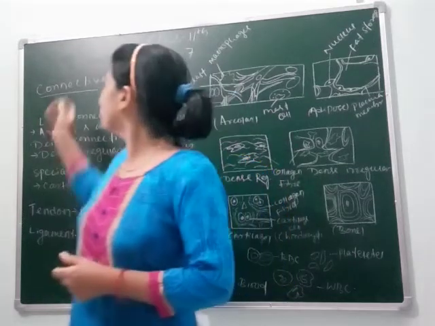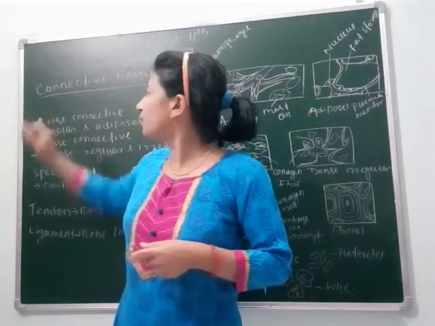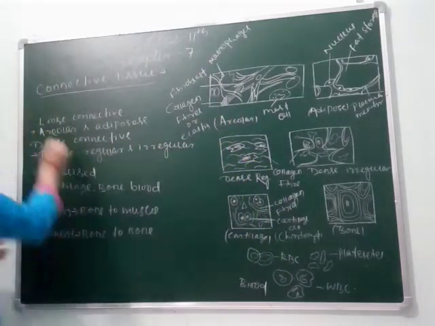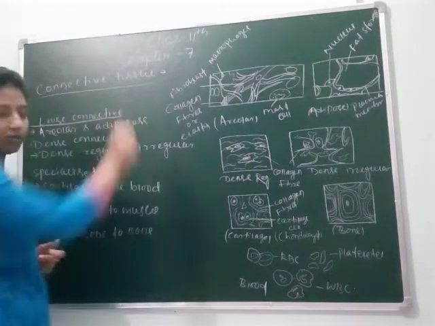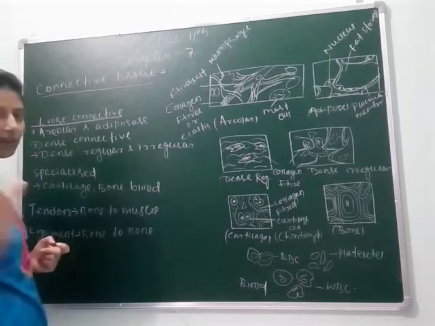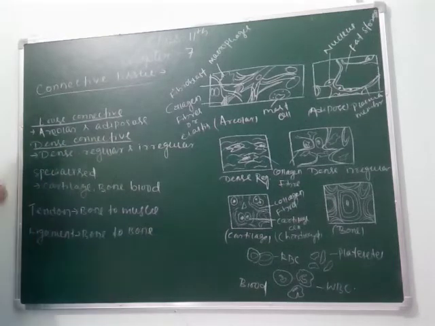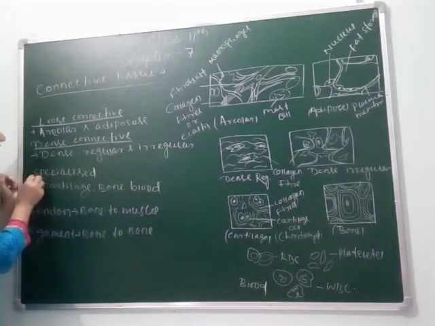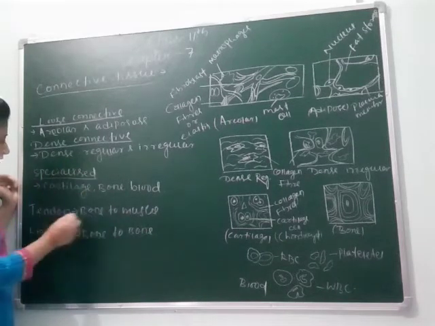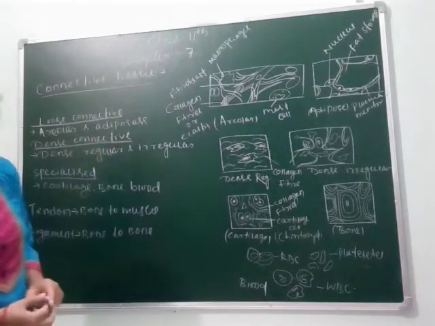Connective tissue is also divided into different types. Clear? Loose connective tissue, dense connective tissue and specialized tissue. One is loose connective tissue, in which the cells are arranged loosely, having intercellular space between them. Second is dense connective tissue, in which the cells are arranged tightly. Third is specialized tissue, in which cartilage and bone will come. We will study about this. So students, let's understand in detail the different types of connective tissue.